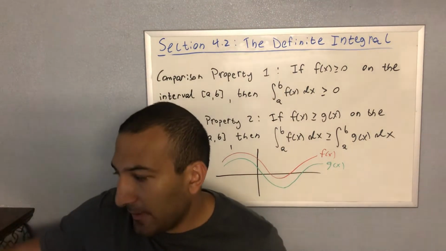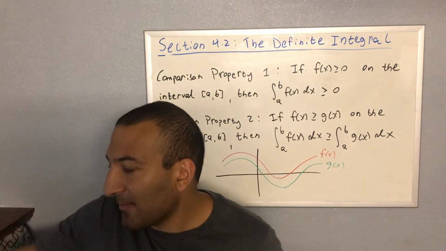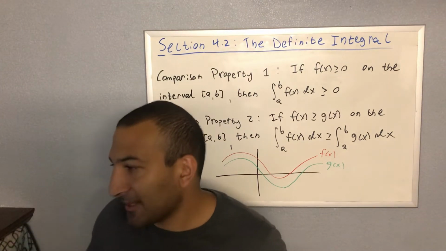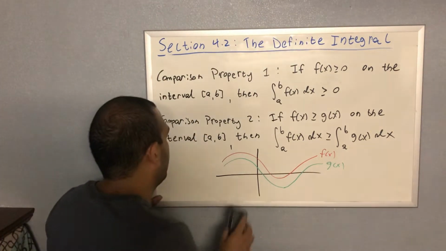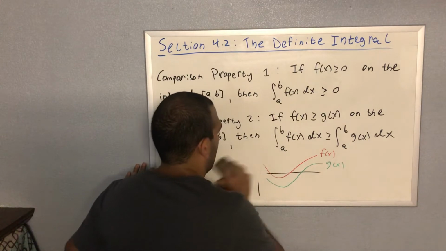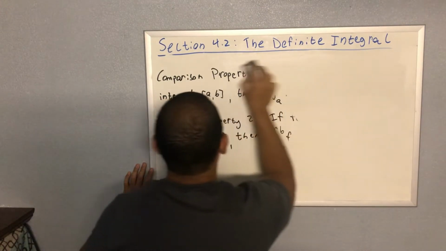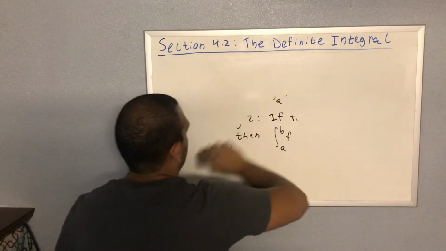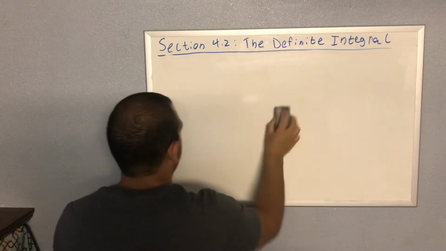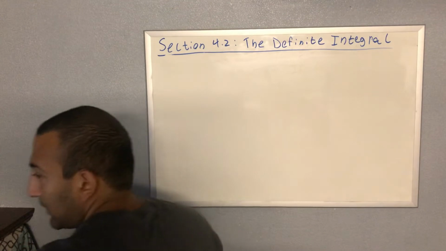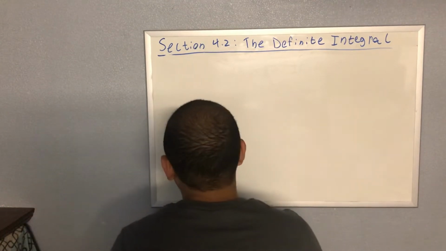And again, these seem very random, but they come very, very handy in many scenarios. And then comparison property 3.